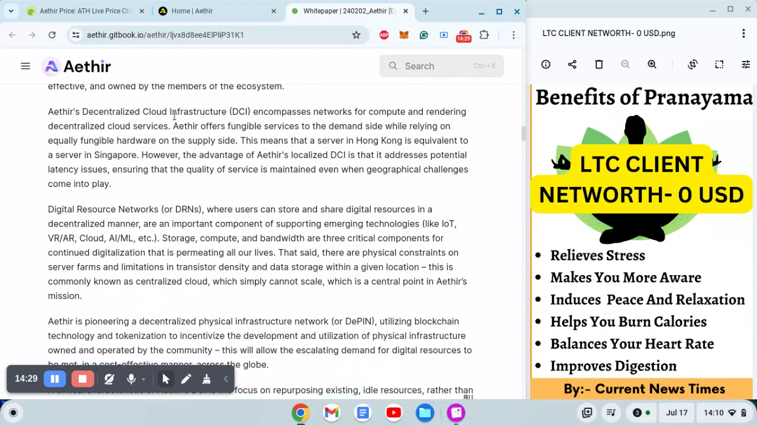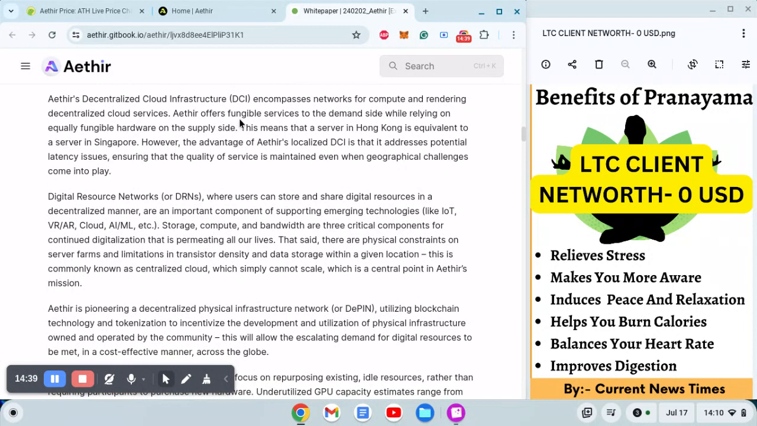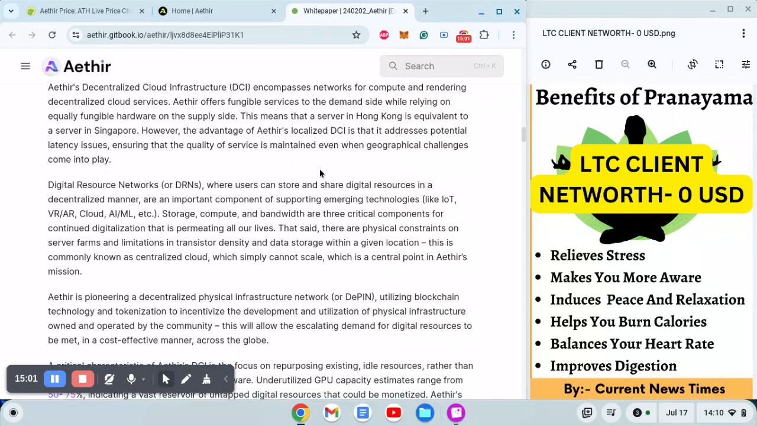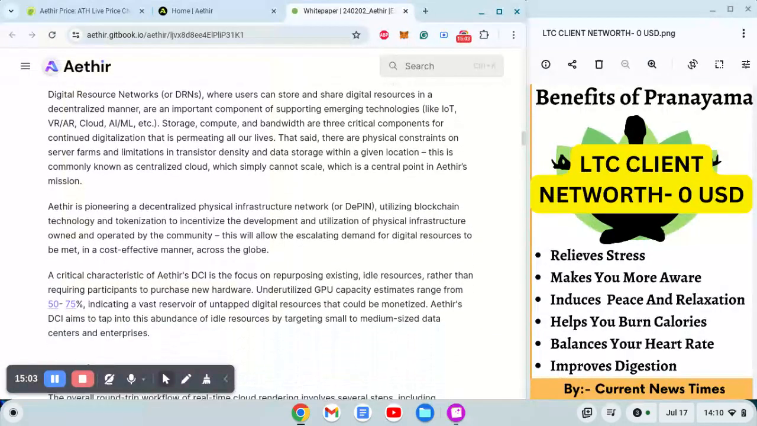Aethir's decentralized cloud infrastructure (DCI) encompasses networks for compute and rendering decentralized cloud services. Aethir offers fungible services to the demand side while relying on equally fungible hardware on the supply side. This means that a server in Hong Kong is equivalent to a server in Singapore. However, the advantage of Aethir's localized DCI is that it addresses potential latency issues, ensuring that the quality of service is maintained even when geographical challenges come into play.